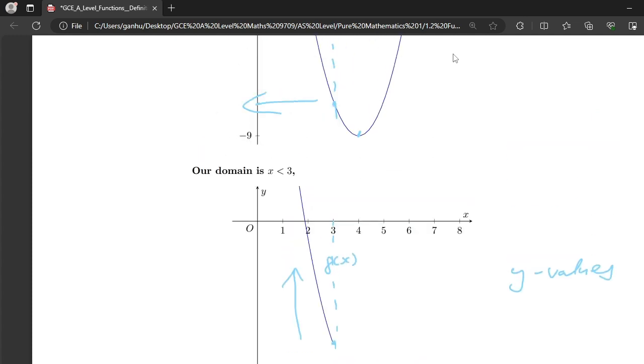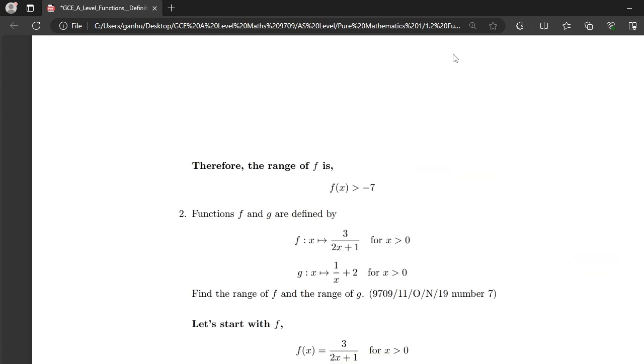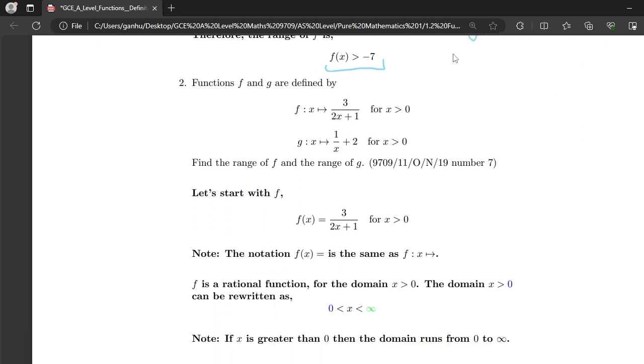So we now know that at this point y is negative 7, and as we can tell, our curve is increasing going this way, so it means y is greater than negative 7, and that becomes the range of the function. As you can see here, they've written it as f of x is greater than negative 7. You can write it as y is greater than negative 7, or you can also use f of x is greater than negative 7. Now let's move on to number 2.